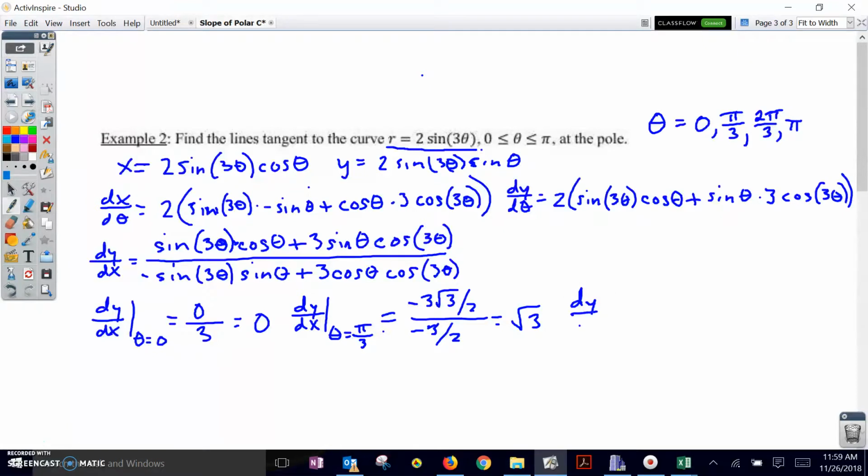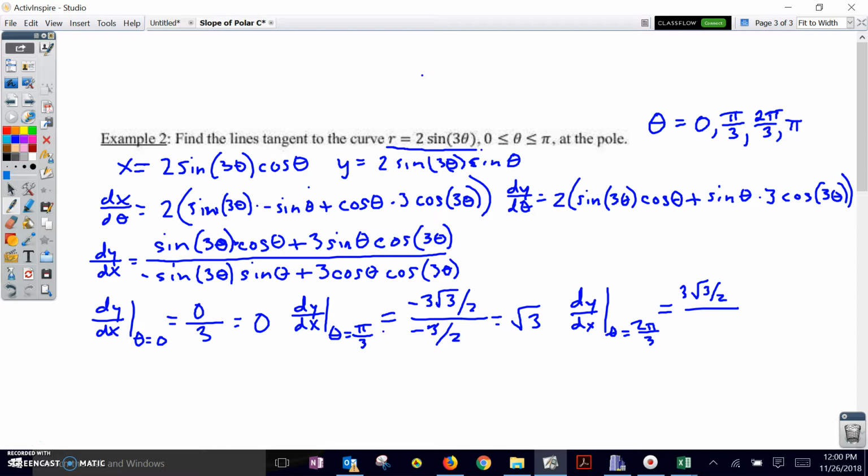dy/dx at theta equals 2 pi over 3 is going to be equal to, let's see, the sine of 2 pi, that's going to be 0. The sine of 2 pi over 3 is root 3 over 2. The cosine of 2 pi is 1, so that's going to be positive 3 root 3 over 2 over, let's see, that first term is 0. Cosine of 2 pi over 3 is negative 1/2.